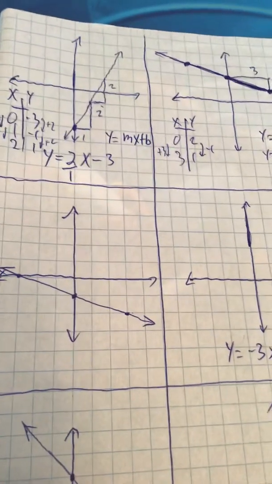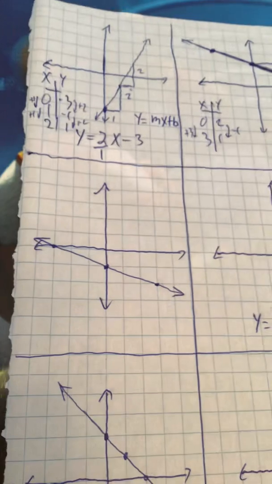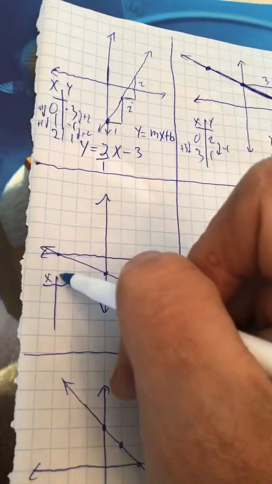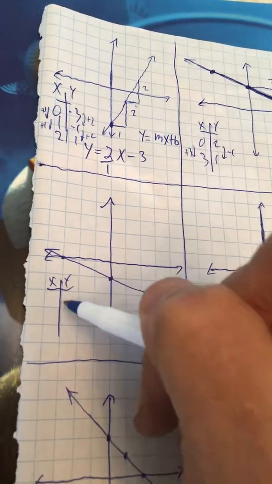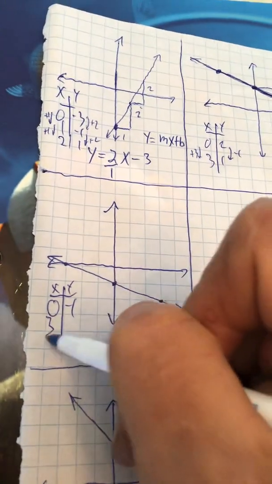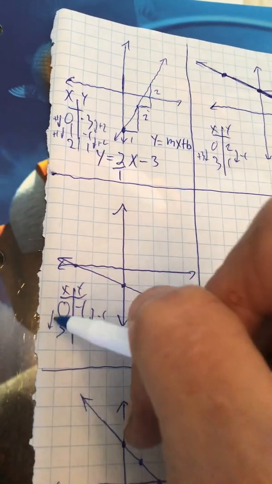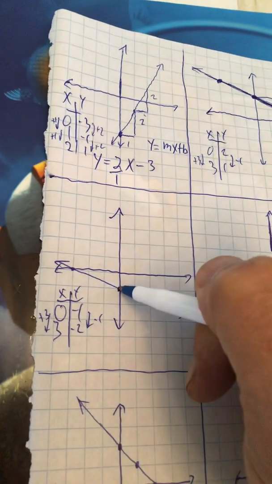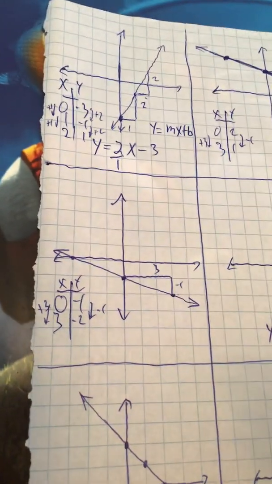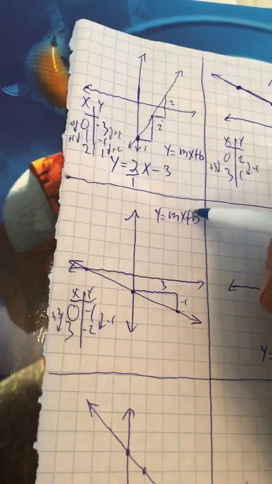Number 4. Again, hit pause. Go make your table and give me the equation. Here's my table. I'll just do this point. That's 0, -1, and that's 3, -2. It looks like I went down 1 every time I went over 3. Anyways, y equals mx plus b.